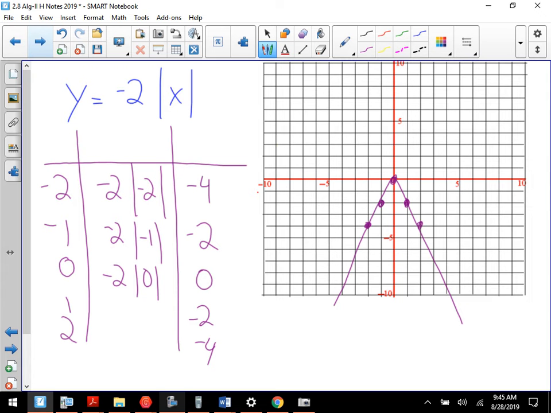Yes, sir? Ordered pairs. How do you graph anything if you're not sure how to graph something?